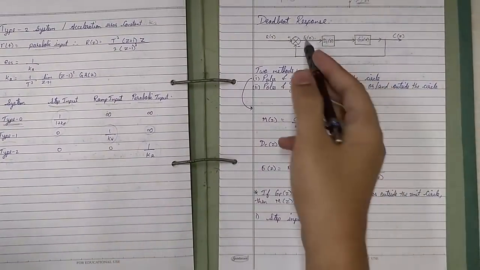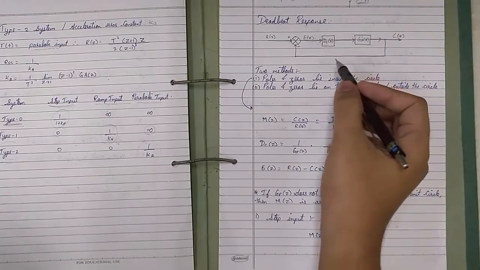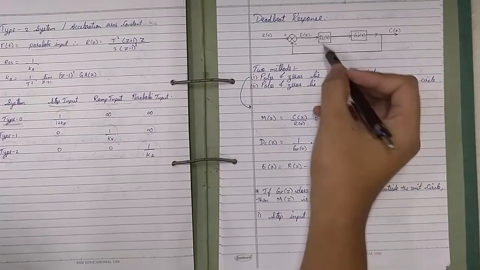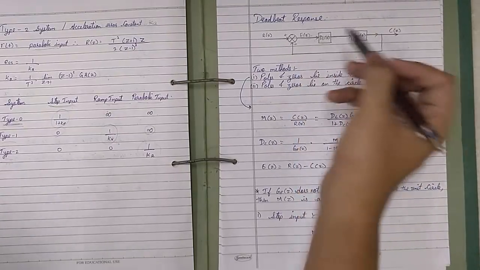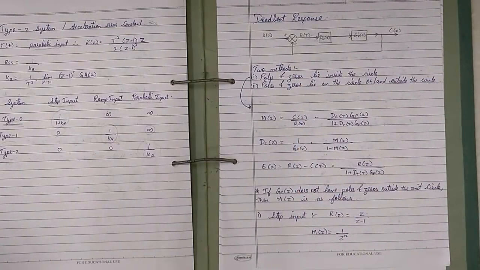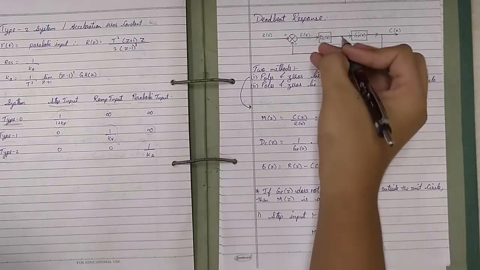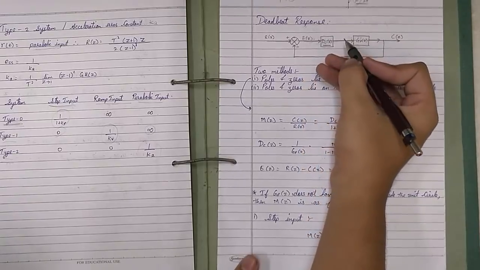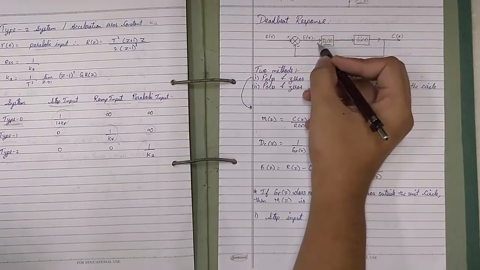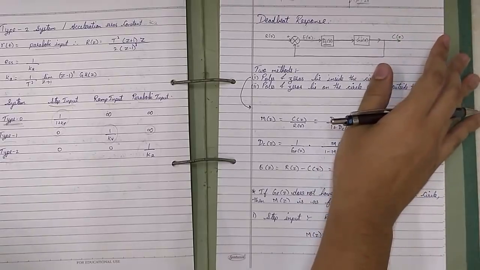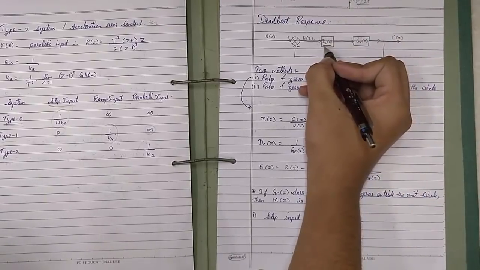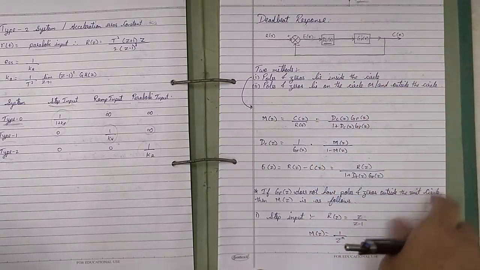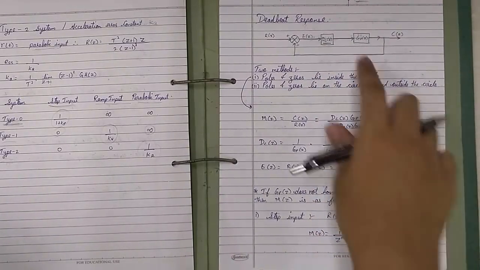We have a generalized block diagram for the deadbeat response. We have R of Z, E of Z, DC of Z, GP of Z, C of Z, and a unity feedback, which is negative feedback. Now there are two methods by which we can find the deadbeat controller, that is a digital controller. All the controllers and all the responses in a deadbeat response are in digital format. We need to find what will be the transfer function of the deadbeat controller for a certain given input and a plant.